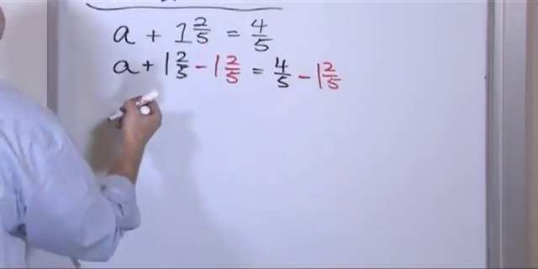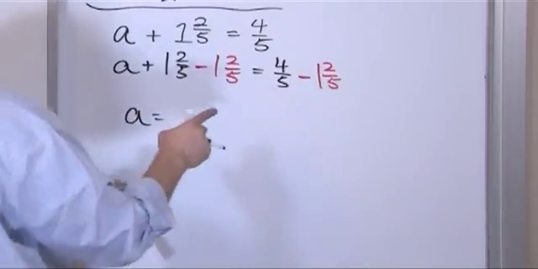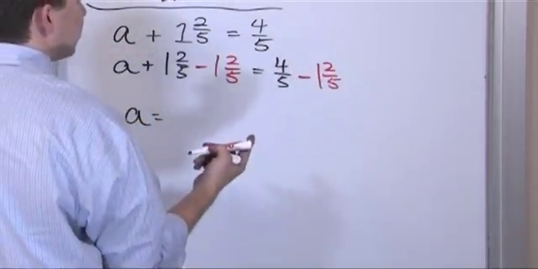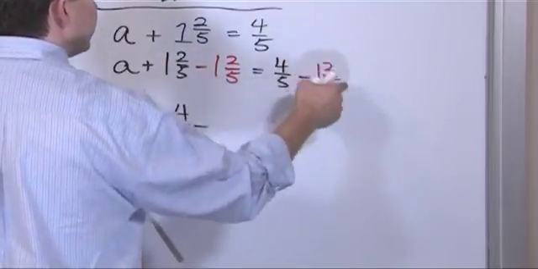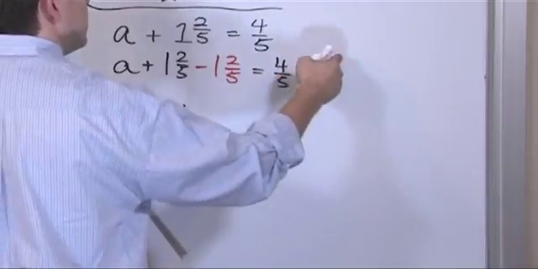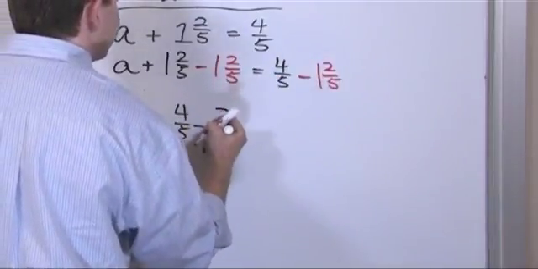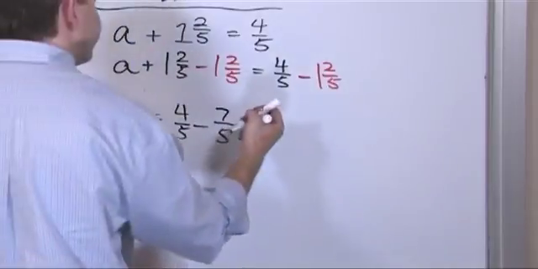So this is going to go away, so you're going to have a is equal to. Now, in order to actually do the subtraction, it's going to be a little bit easier if we just write this as 4/5 minus, let's convert this to improper. 5 times 1 is 5, plus 2 is 7/5. Now it's much easier to deal with.